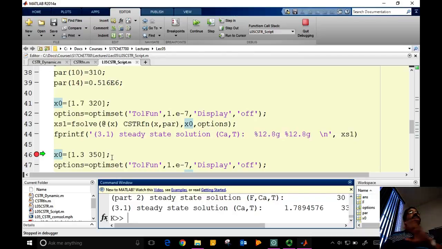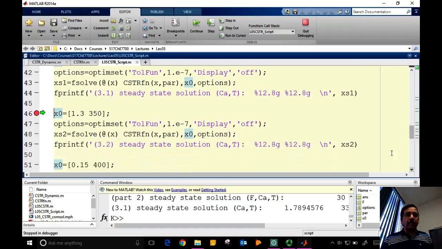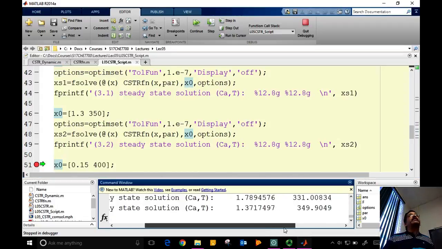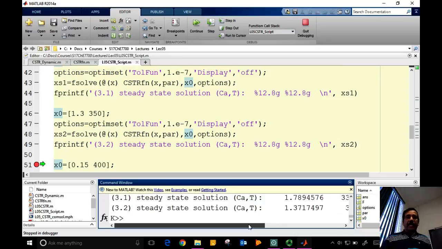Exactly the same problem, same set of parameters. I haven't changed any parameters. I was expecting to go back to the same solution. And what happens is, let me set a breakpoint here and stop, and continue. So it is a different solution, 1.37 and 349. And this is the second solution for the same set of parameters.